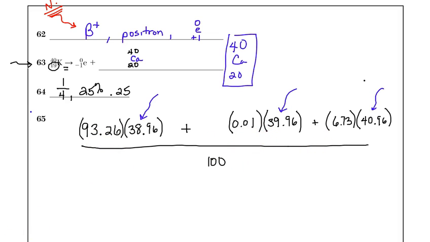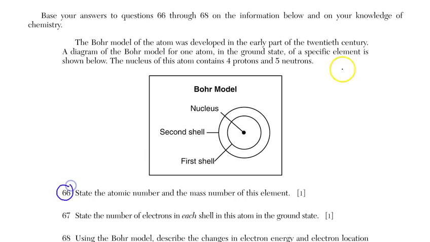Number 66. All right, number 66, I've got myself another blurb of information. It's the very famous Bohr model, but again, I'm not going to go back into it until I see that I need to do that. State the atomic number and the mass number of this element. Well, we have to go back now. The nucleus of this atom contains 4 protons and 5 neutrons.